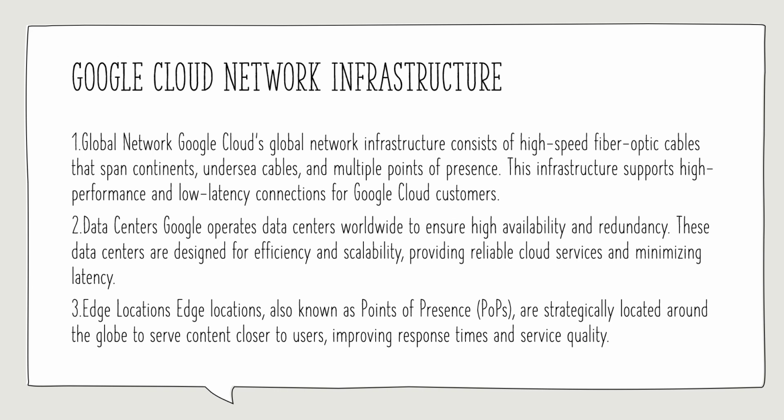3. Regions and zones. Google Cloud's infrastructure is organized into regions and zones to help you architect highly available, fault-tolerant applications. Regions. A region is a specific geographical location where you can deploy cloud resources. Each region contains multiple zones, which are isolated data centers that provide additional fault tolerance.